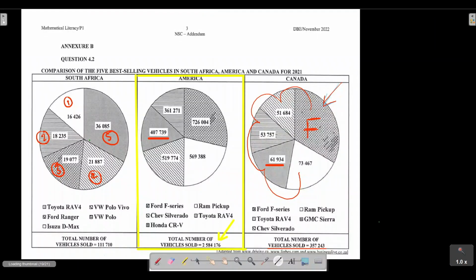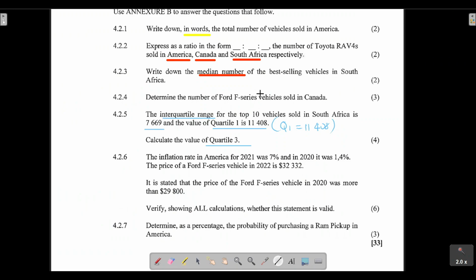That is how you need to go about solving for your Q3. What is very important for you to see and highlight is what information is given to you and how that information is relevant. Substitute it, because if you highlight, then it pops out of your page and you don't make any unnecessary mistakes. Let's have a look at question 4.2.6.